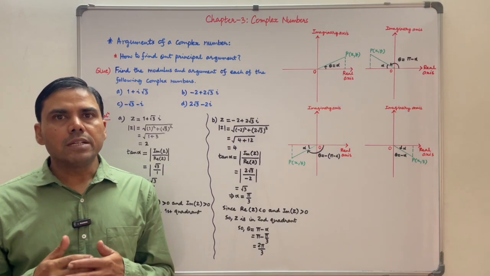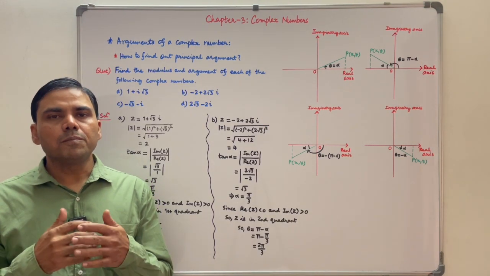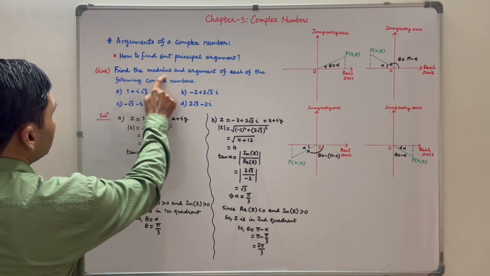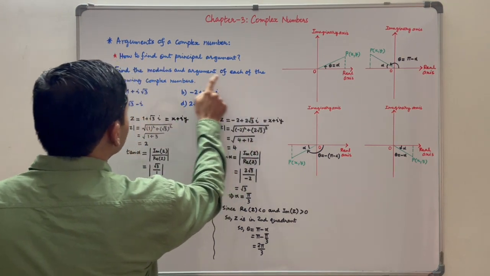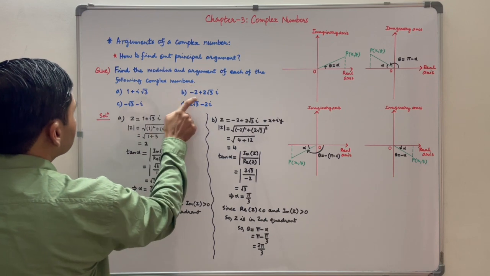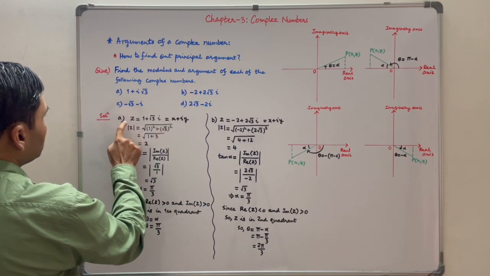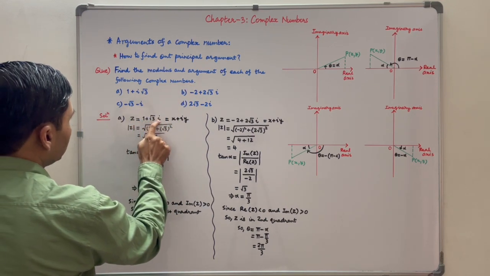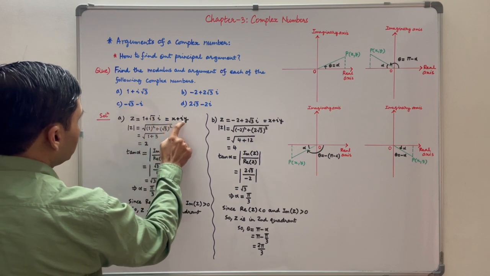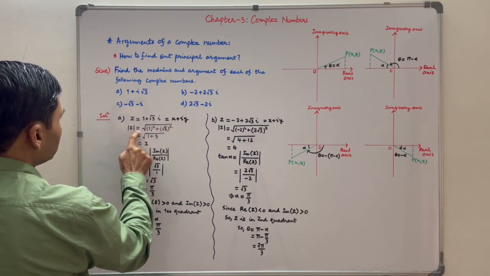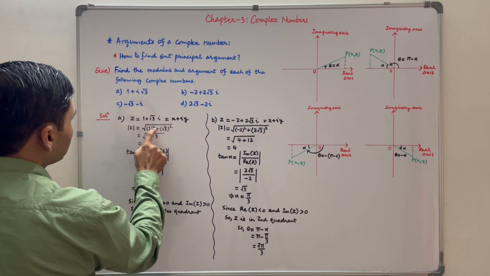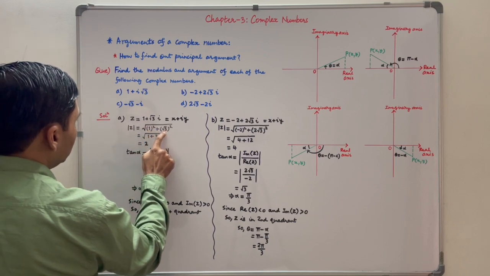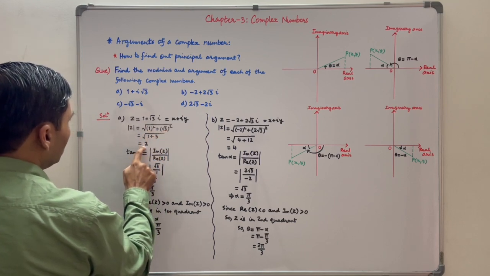Let us see one question based on calculation of principal argument. Find the modulus and argument of each of the following complex numbers. Part A. Suppose z is equal to 1 plus root 3i and that is equal to x plus iy. Mod z is equal to under root real part squared plus imaginary part squared. So that comes out to be equal to 2.